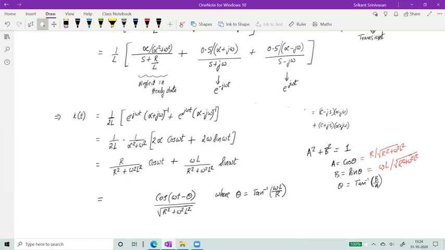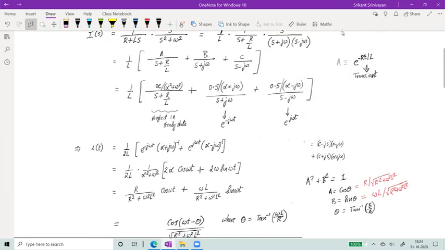And then you're left with cos omega t cos theta plus sin omega t sin theta, that is cos of omega t minus theta, right? And theta is tan inverse omega L divided by R. So this is the final answer.